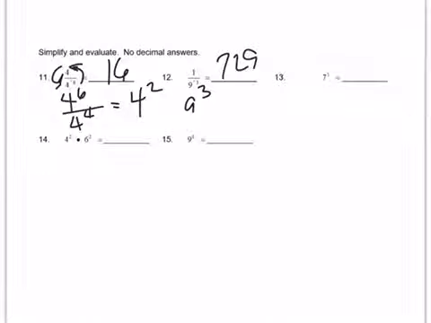Okay, number 13, we've got 7 to the 5th. So we just type that in. So 7 to the 5th power, and I end up with 16,807. Okay, number 14, we could simplify this one first, or you could just type it in.